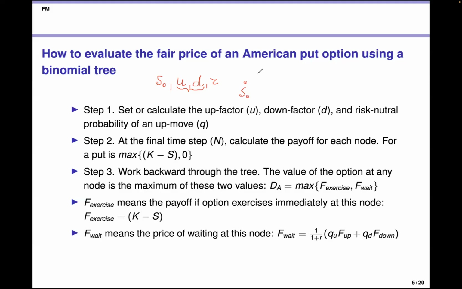So what are these values? Up and down scenario. Yes, you are right. But what is the value of this node, of this point? Or what is the value for stocks? It is SU at this point, and at this point, SD.